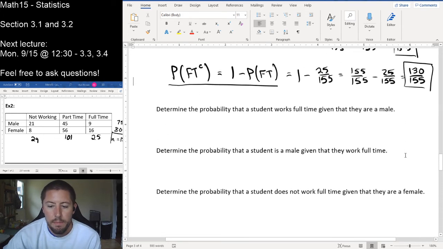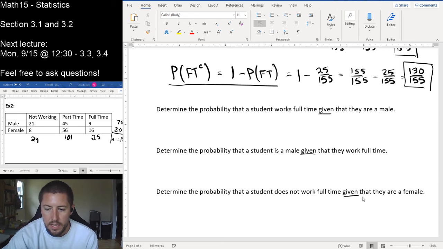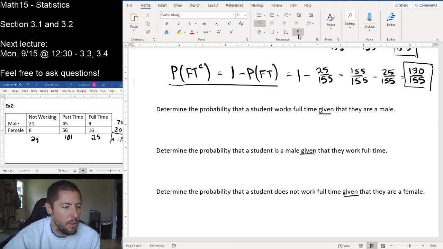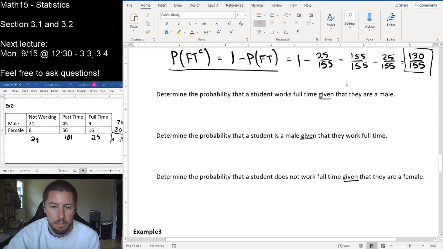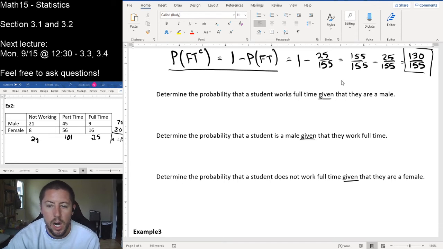So now we've got a couple more that have the very special word in it. You should notice that our last three examples all say the word given, and that means we want to be a little bit more careful with computing these probabilities. So determine the probability the student works full time given that they are male. What this says to me is that we are only computing probabilities out of the males. So the total we divide by is no longer 155. We're not looking at all 155 people. We are only, in this next problem, looking at the 75 that are males.